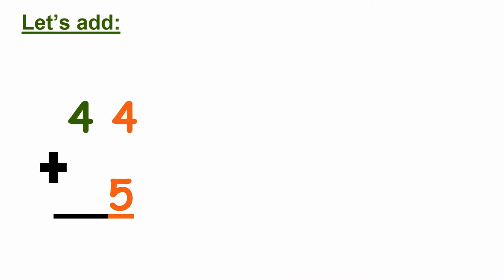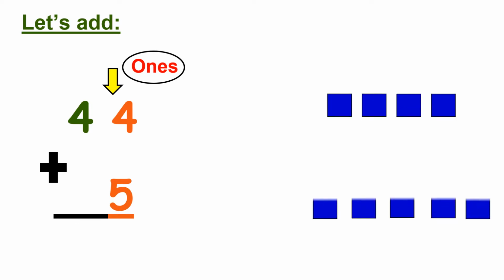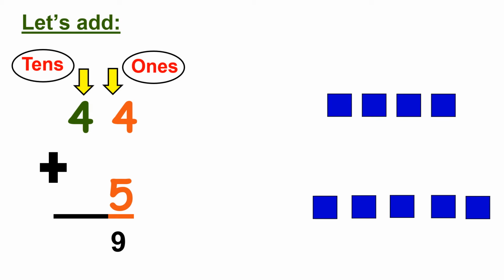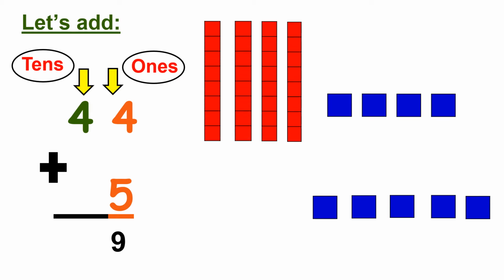Let's add. We have 44 plus 5. We start addition from ones place. In ones place we have 4 plus 5. By using small squares, I have 4 squares plus 5 squares equals what? 5 in my mind, 4 on my fingers, and I count after 5. After 5, 6, 7, 8, 9. So I have 9. In tens place, we have only 4. By using sticks, we have 4 sticks only. So the sum is 49.